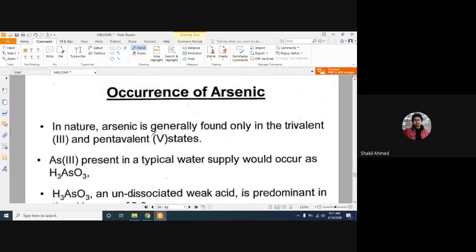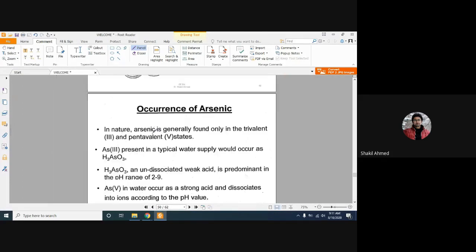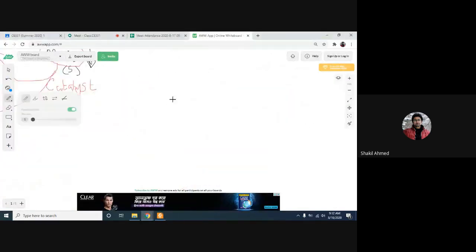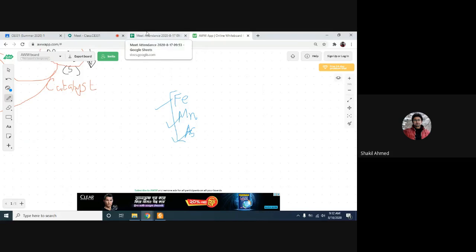What about arsenic? That's also a big problem in Bangladesh. In groundwater of Bangladesh, in the majority of cases we have the problem of iron, we have the problem of manganese, and we have the problem of arsenic. So this is very important for you guys to know their chemistry and the theory of removal from the water.